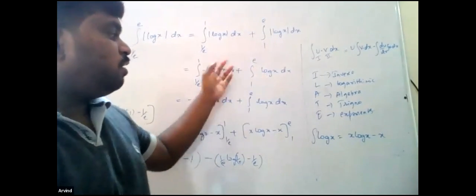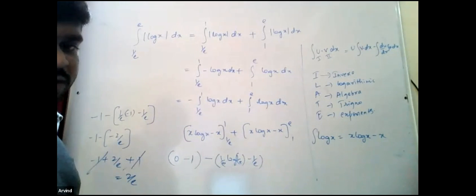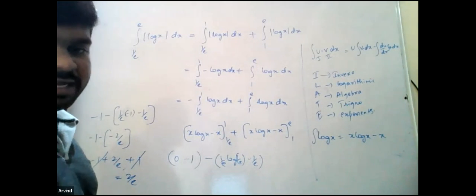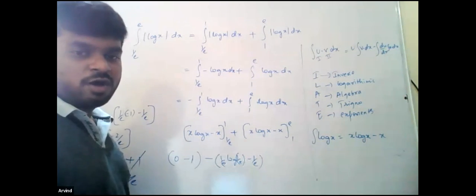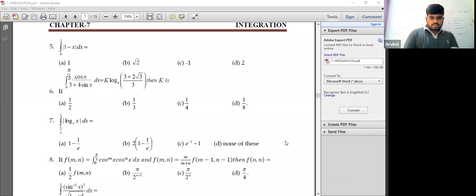So take log x and integrate. I mean, integrate it, and you will get the answer. The integration of log x is x log x minus x, or x of log x minus 1. However you wish, you can do it. Okay, that is the 7th one.